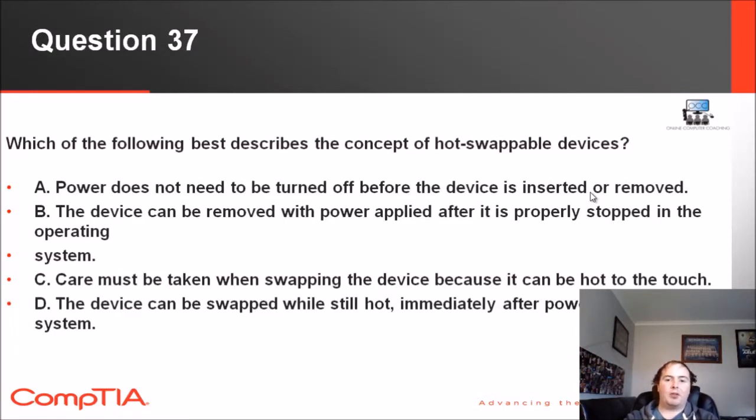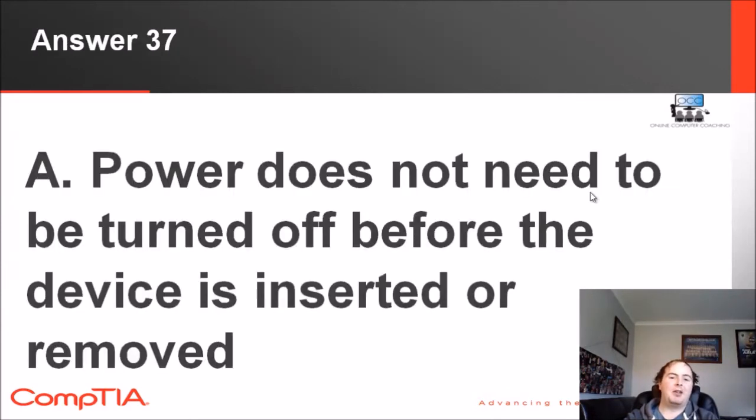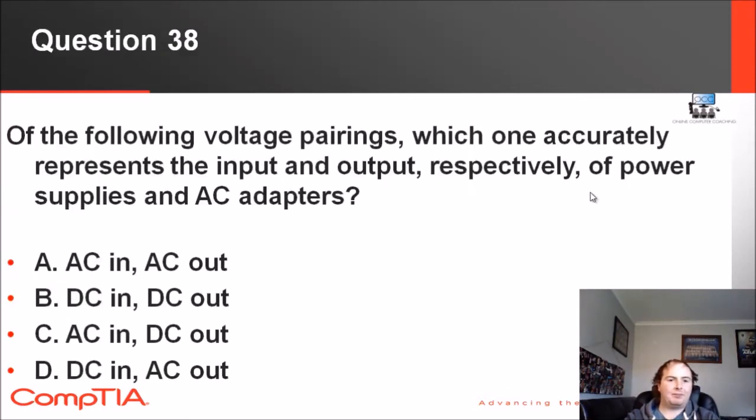Which of the following best describes the concept of hot swappable devices? A: Power does not need to be turned off before the device is inserted or removed. B: The device can be removed with power applied after it is properly stopped in the operating system. C: Care must be taken, the device must swap while still hot. D: Immediately after powering down. Hot swappable has nothing to do with heat, so you can eliminate the bottom two. And it is not B, so it is A. The power does not need to be turned off before the device is inserted or removed. Pretty much, yeah, that's that one.